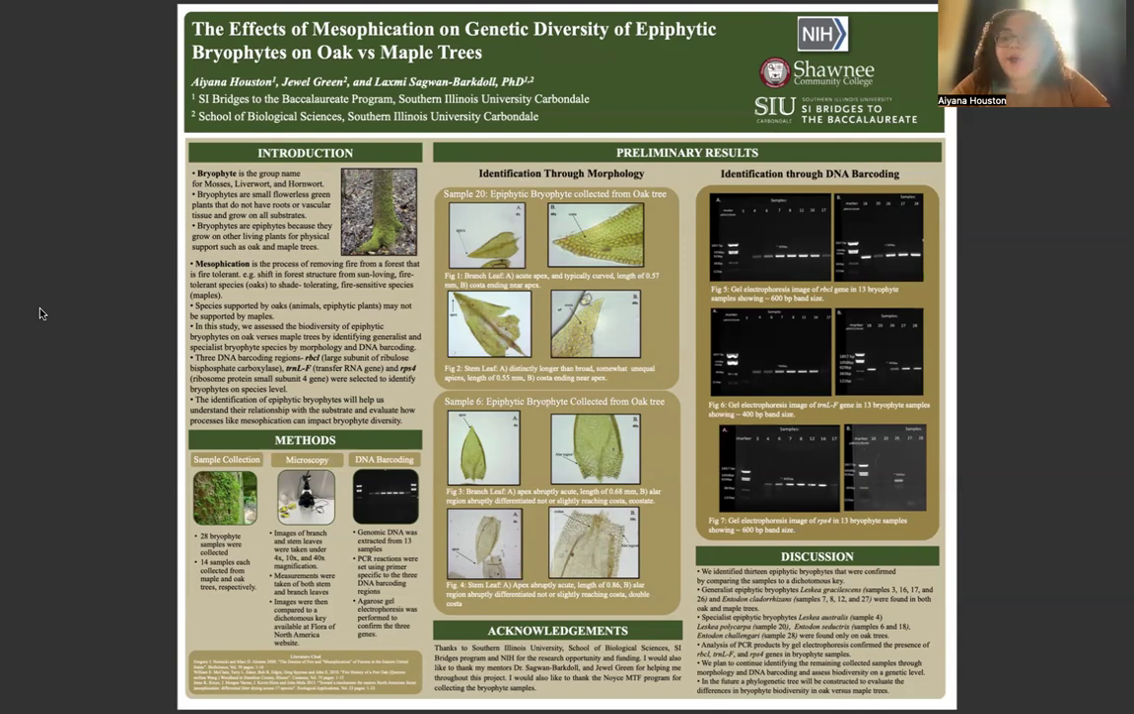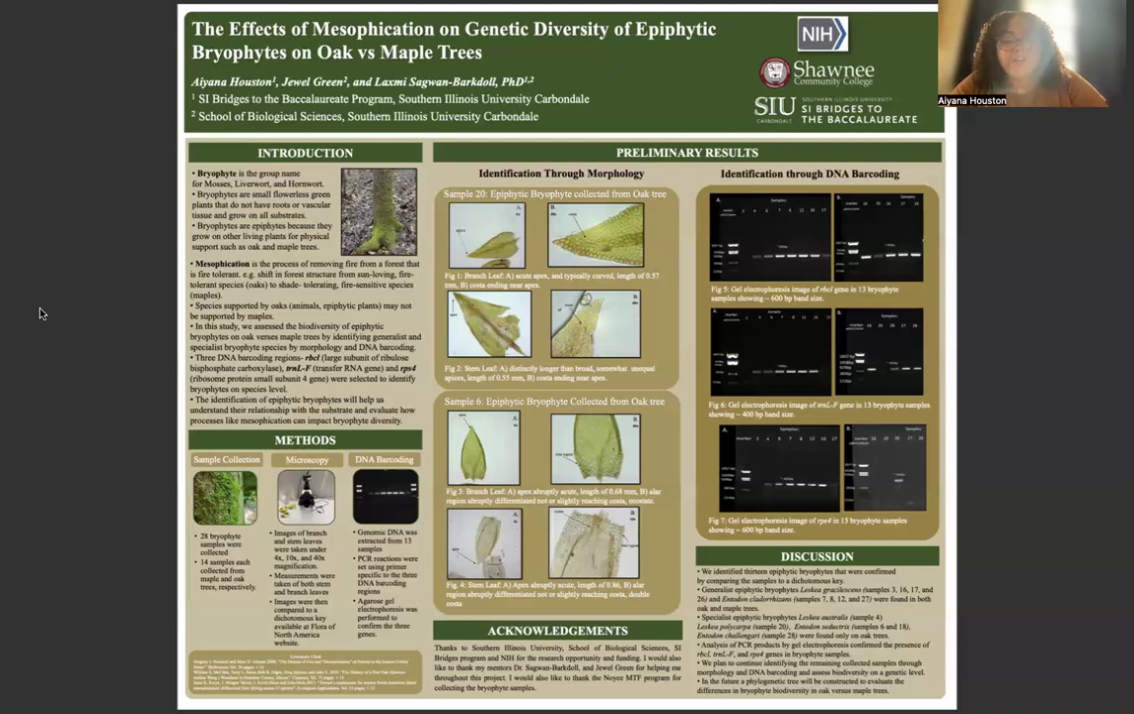So we wanted to assess the biodiversity of epiphytic bryophytes on oak and maple trees by identifying whether they were generalists, meaning that they do not have a preference between oak and maple, or they're specialists, meaning that they do have a preference between oak and maple trees. We did this through morphology and DNA barcoding. The three DNA barcoding regions I looked at were rbcL, trnL-F, and rps4.